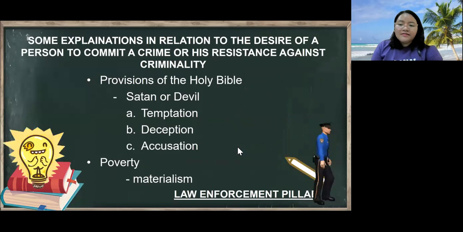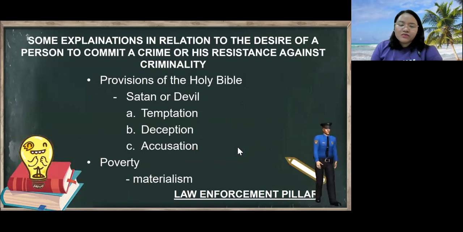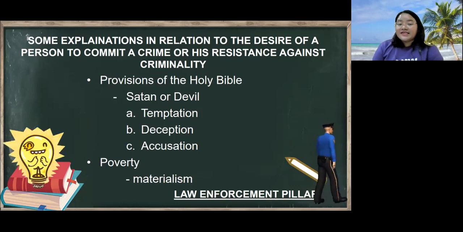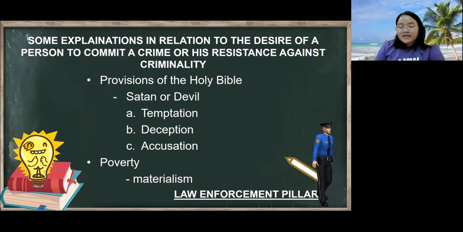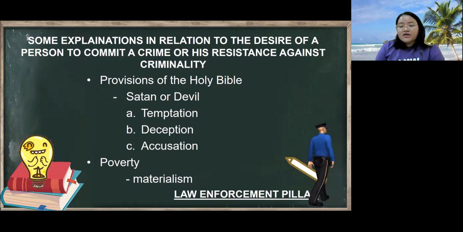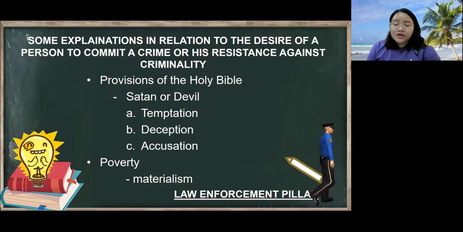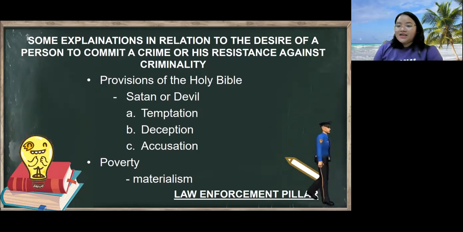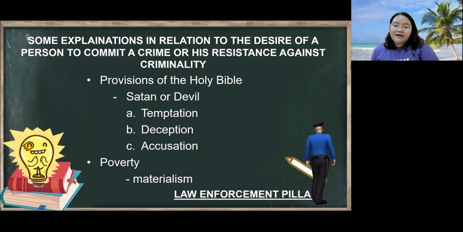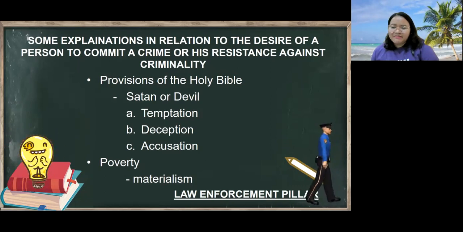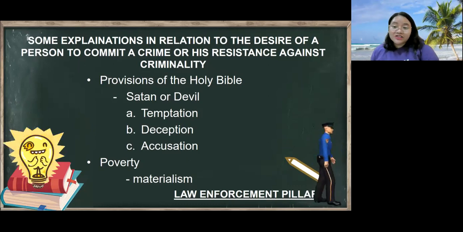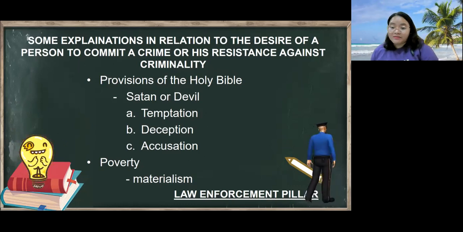Aside from that, maybe you would be wondering about some of the explanations in relation to the desire of a person to commit a crime or his resistance against criminality. There are explanations based on the Holy Bible, and based on certain theories of criminologists. According to the Holy Bible, the devil, or Satan, of course, this is already obvious: when you commit a crime, you are one of Satan's allies. Satan is a spiritual being totally committed to keeping people away from living for the glory and pleasure of God, to himself or to others.